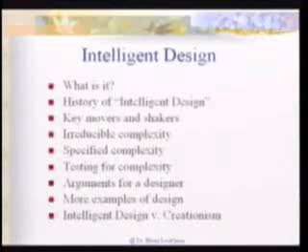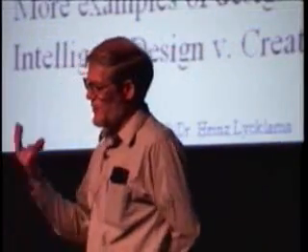So first of all, let's get into some definitions. What is it? I want to talk a little bit about the history of intelligent design. Who are the key movers and shakers behind this movement? And then I want to introduce two concepts. The two concepts sound like very large words or phrases: irreducible complexity or specified complexity. Intelligent design can be explained by those two concepts, and I'll talk about what I mean by that.